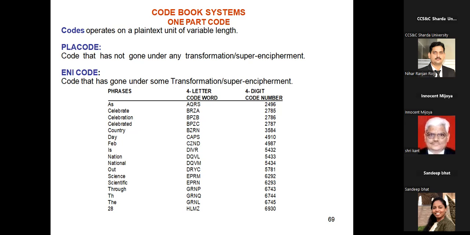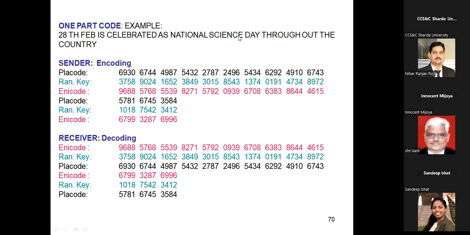If you look here, I've taken a language: a celebration, celebrated, a country, this, science, ethics. And for each, I've given a 4-letter or 4-digit code. It is up to you whichever you choose, 4-digit, 5-digit, but generally in military communication 4-digit codes are used. This is simply an example. Actually, it comes in the form of a book, and that book contains all the likely plain text that goes into making up a message.